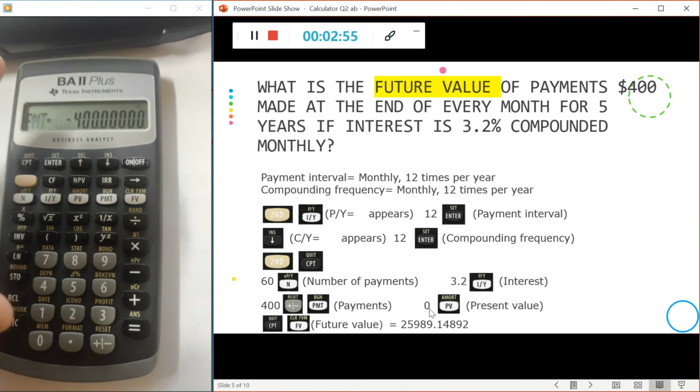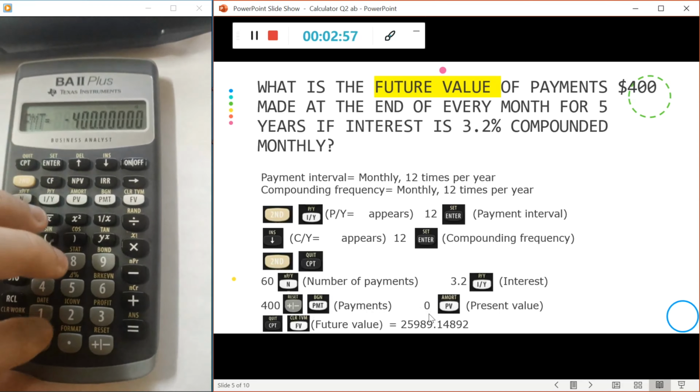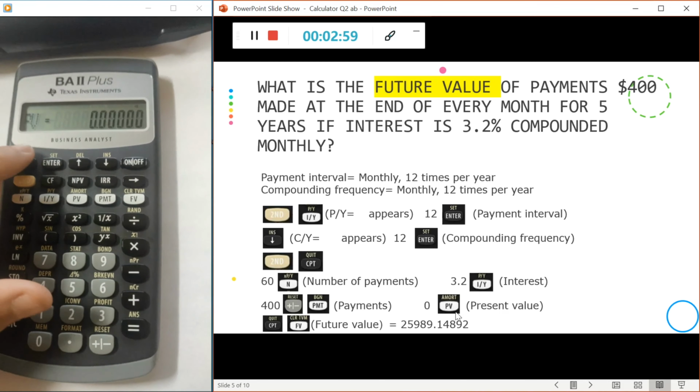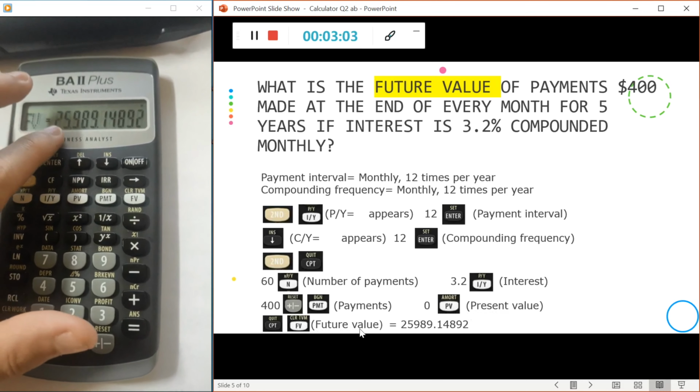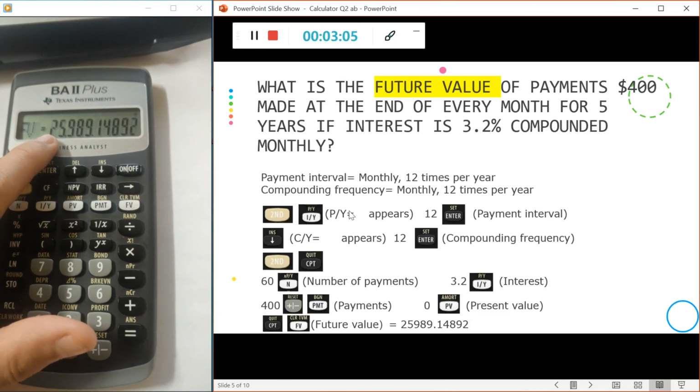Since the present value is not given, we assume that it is 0. Okay, so CPT FV, okay, we get our future value.